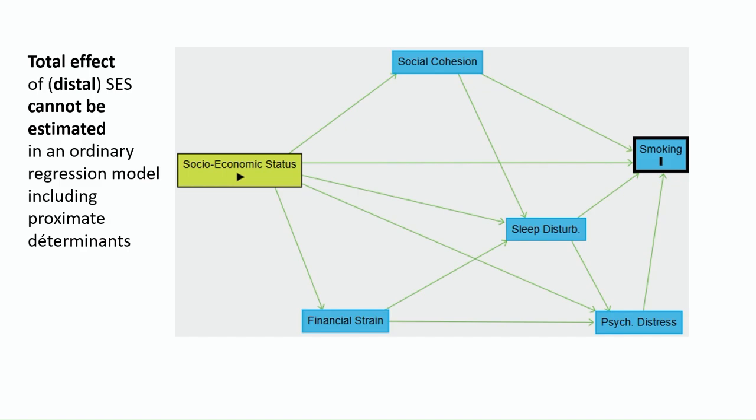In this version of the causal model focusing on latent variables, the total effect of socioeconomic status cannot be estimated if other parameters, in blue in the graph, are included in the model. The total effect of distant determinants is often underestimated in regression models, as indirect effects are absorbed by intermediate determinants. In this example, socioeconomic status influences all other variables, which may themselves influence each other.